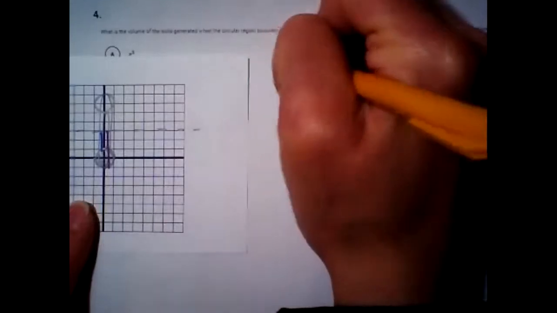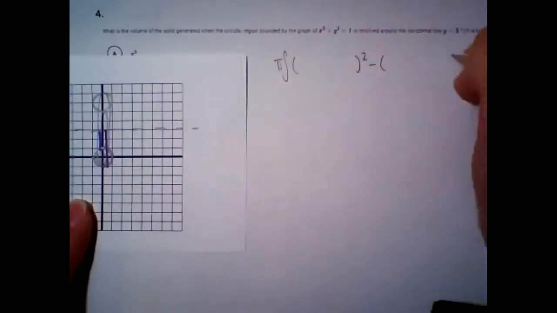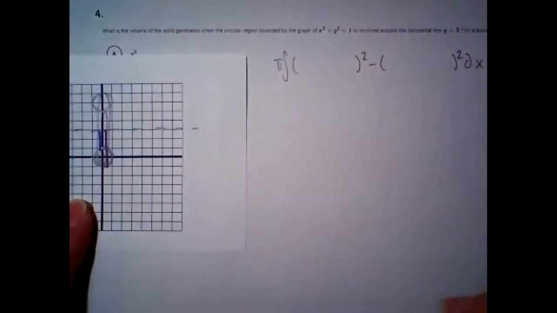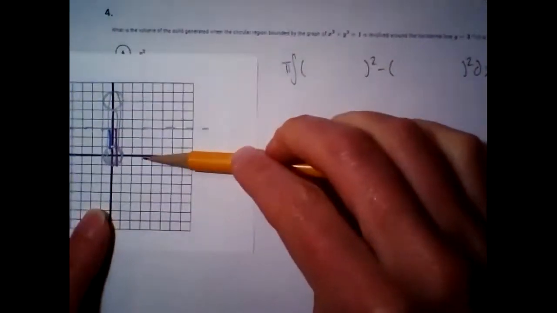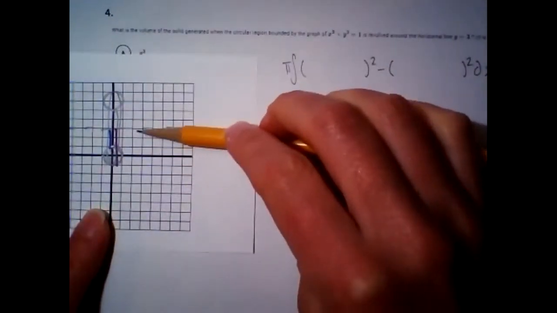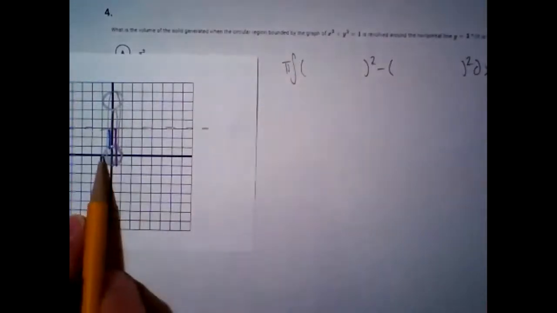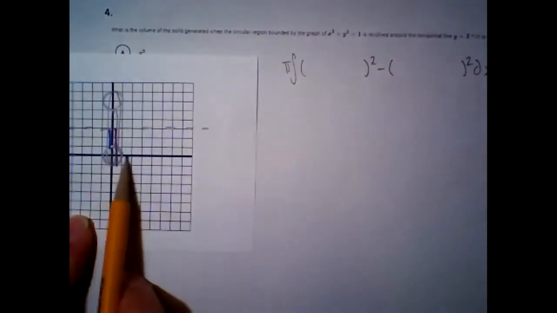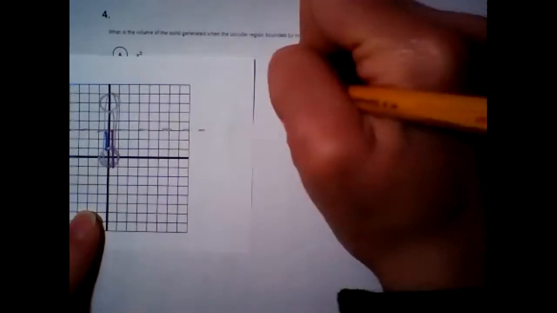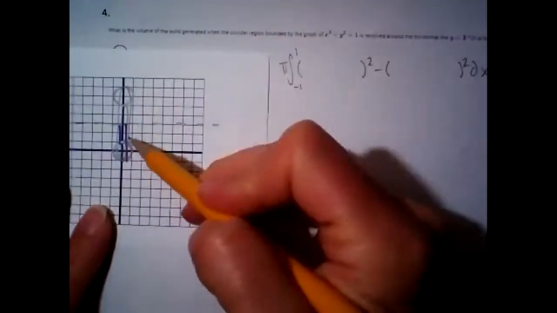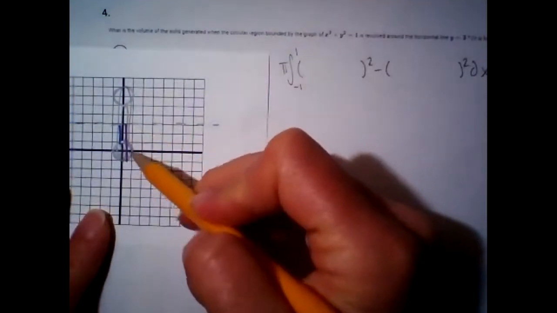It's going to be pi times R squared minus r squared dx. It is dx because it's like we just took the x-axis and moved it up a little bit. So dx problem, x values for the boundaries, so it'll be -1 to 1. And the pink line is our outer radius. It's upper graph minus lower graph.